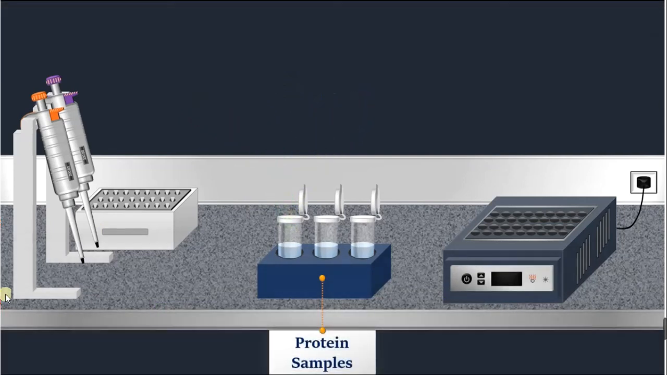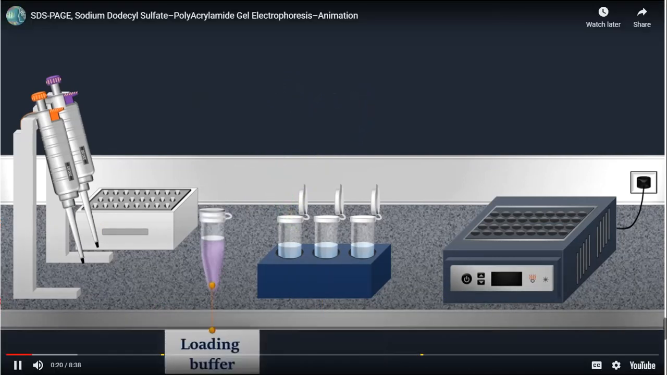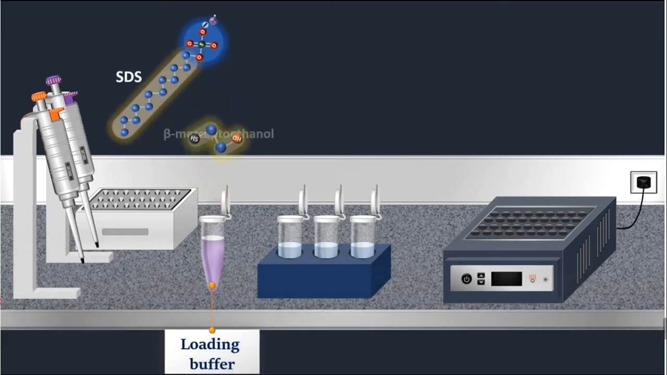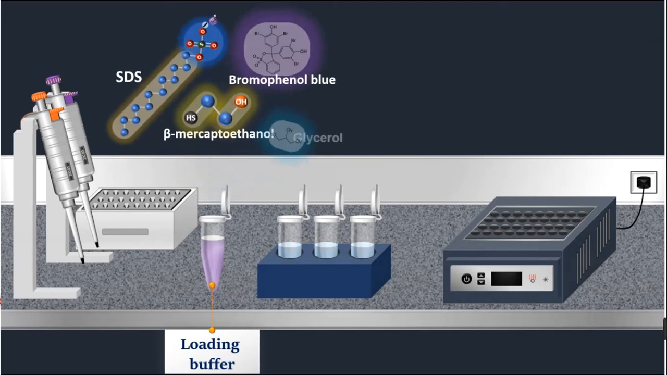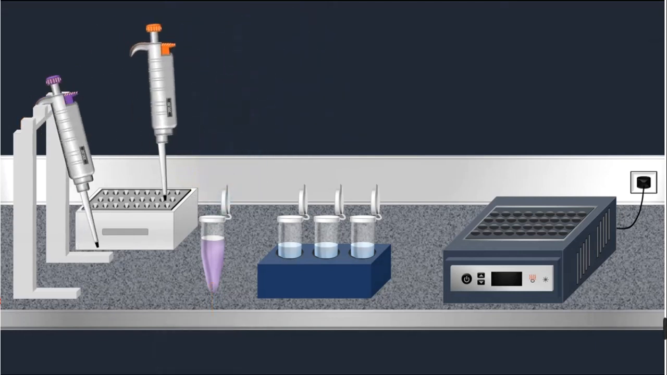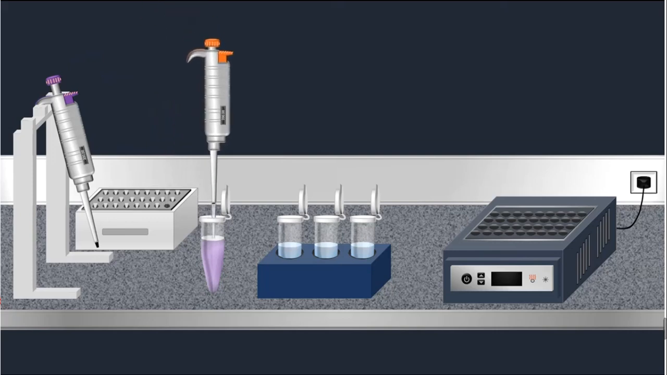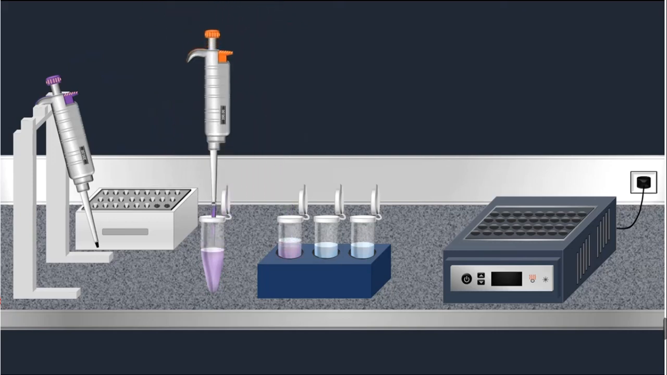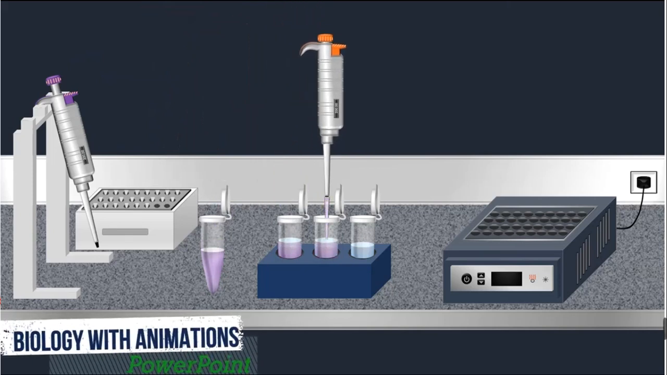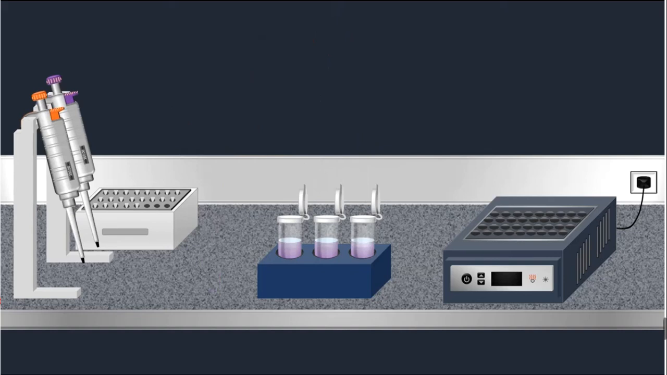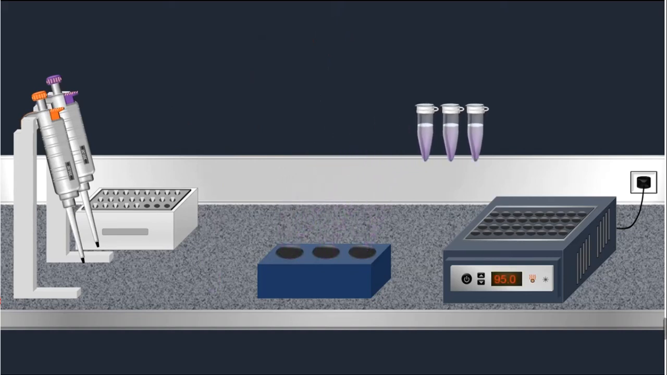For sample preparation, a loading buffer containing SDS, beta-mercaptoethanol, bromophenol blue, and glycerol is added to the protein samples. Protein samples may be biologically derived, for example from prokaryotic or eukaryotic cells, tissues, viruses, environmental samples, or purified proteins. When the sample buffer has been added, the samples are then heated at 95 degrees Celsius for 5 minutes.